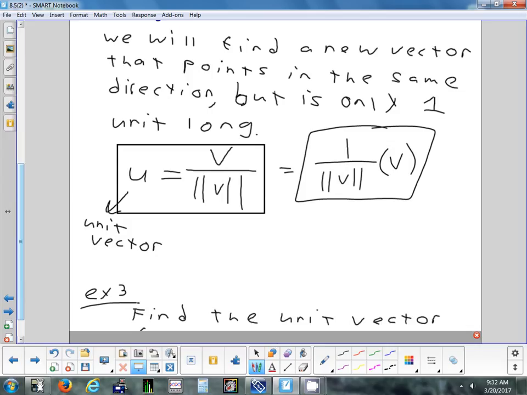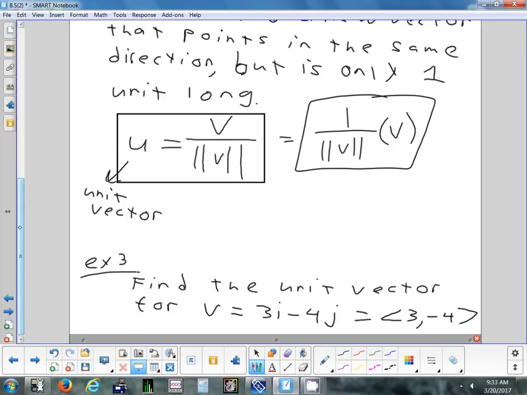Hey, any questions on that idea? Even if a vector was too short, this formula would still work. If you had a vector that was too short, you could still use the same formula and it would make it long enough to make it a unit vector. Okay, so always scale the vector by 1 over its length.